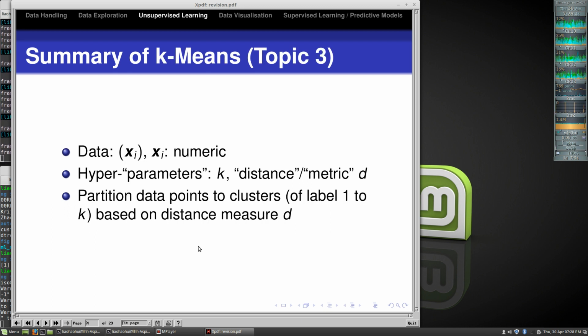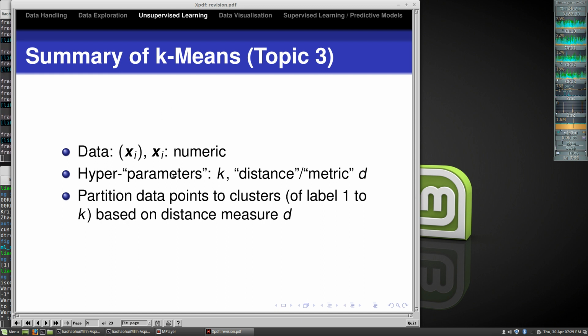Okay, k-means clustering. Again, the data has to be numeric. It has something called hyperparameters k. It's something we have to set. You can think of hyperparameters as something we have to set, not something which is trained. And we also need to decide on the distance measure.